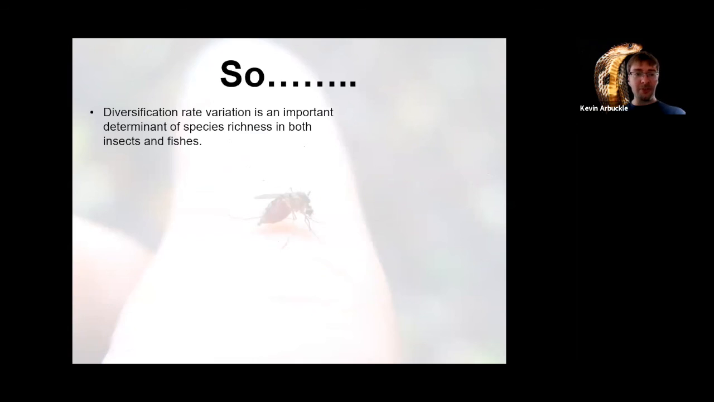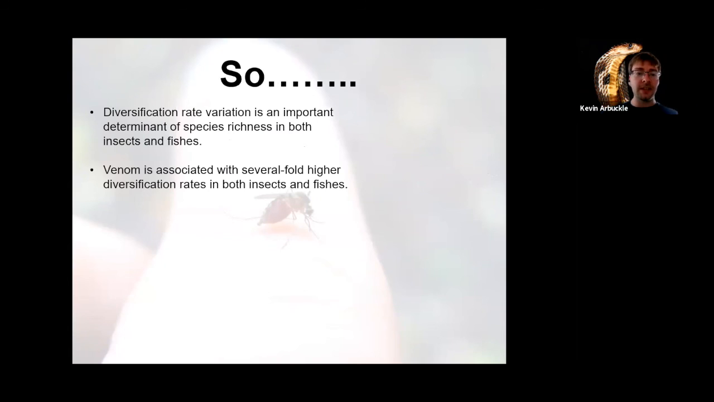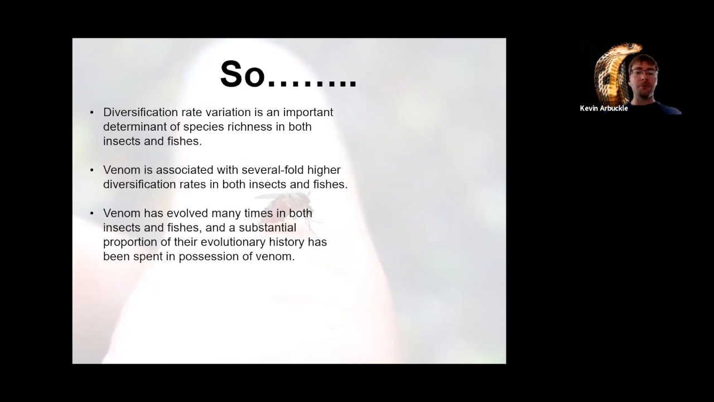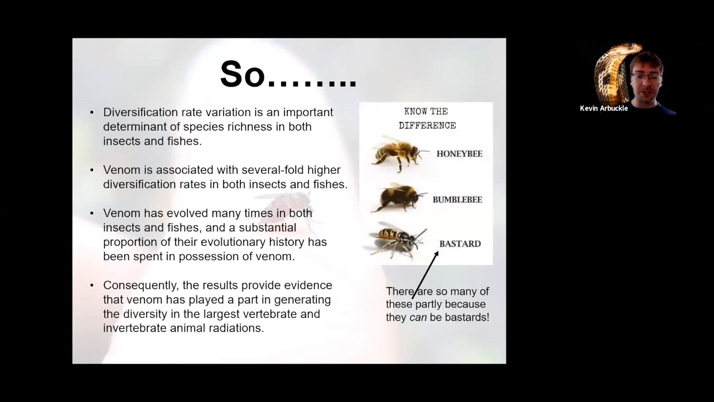So briefly to summarize, the diversification rate variation is an important determinant of species richness in both insects and fishes. Venom is associated with several-fold, at least two-fold higher diversification rates in both groups. And it's evolved many times in both insects and fishes. And a substantial proportion of the evolutionary history has been spent in possession of venom. In other words, our results provide evidence that venom has played a part, not necessarily the major role, but certainly a substantial part in generating huge diversity in the largest vertebrate and invertebrate animal radiations.